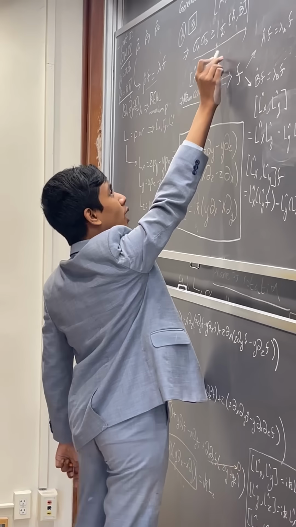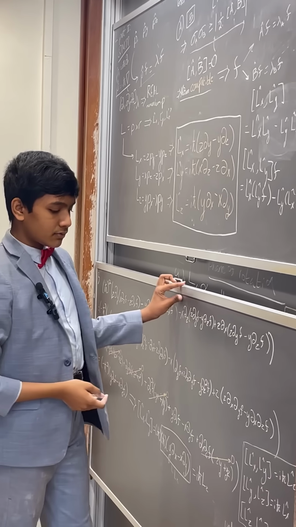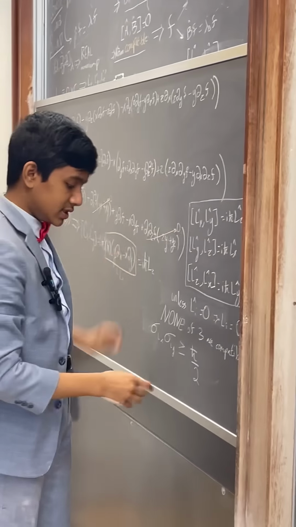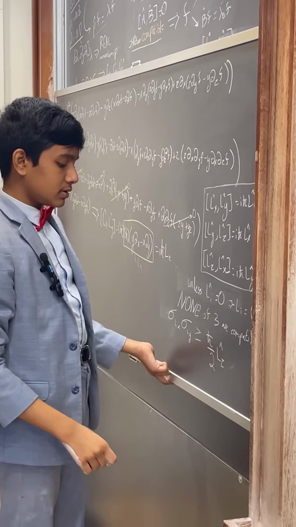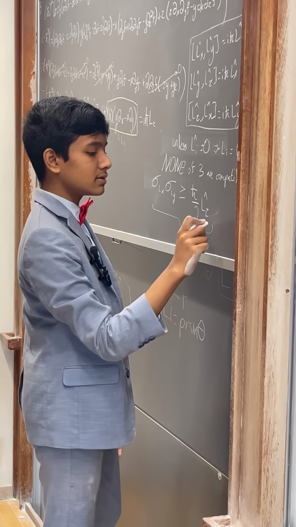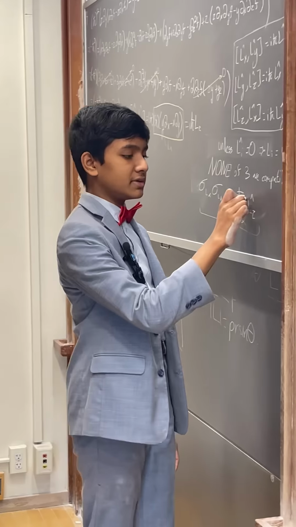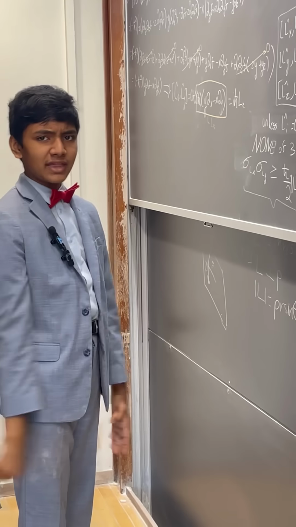It's 1 over 2i, the commutator of a and b. And of course, the commutator of a and b is ih bar Lz. Oh, there should be an Lz here, sorry. So, we get something like this, which is unfortunately very, very sad. So, we can't do anything about that.